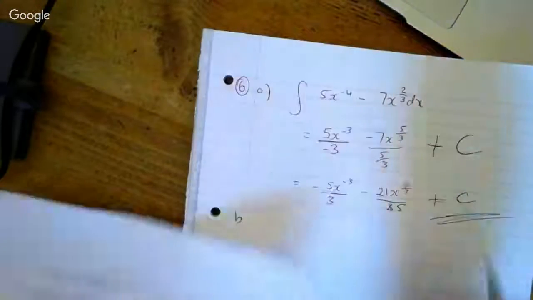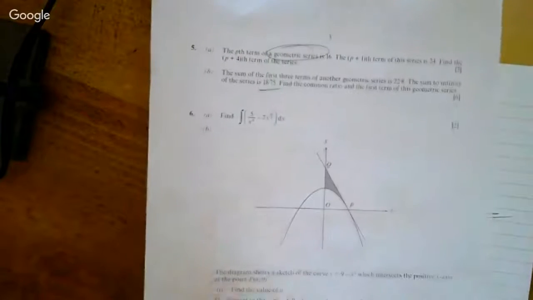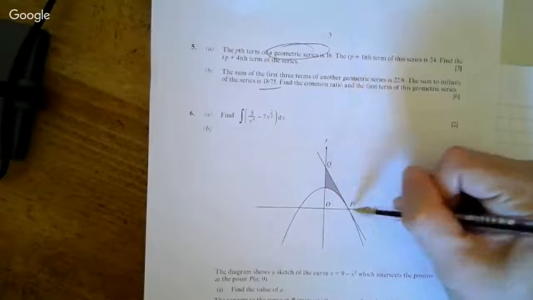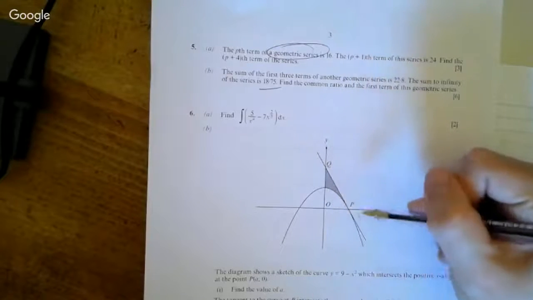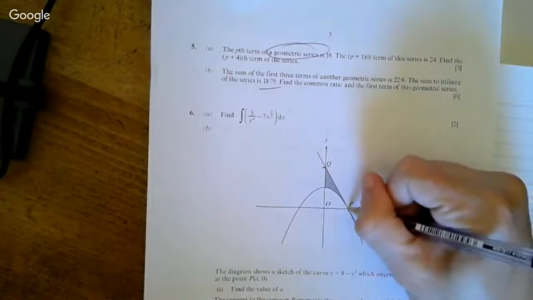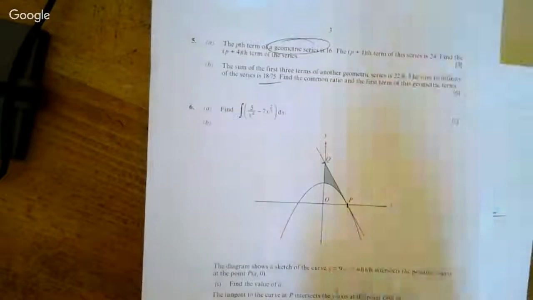Okay, now part B, you've got to understand how to work out that shaded area. And that shaded area is clearly the area of this triangle that I can see here, but I want to get rid of this area under the curve. That means I need to work out this value, and I need to work out this value. They'll probably tell me bits and bobs of that.